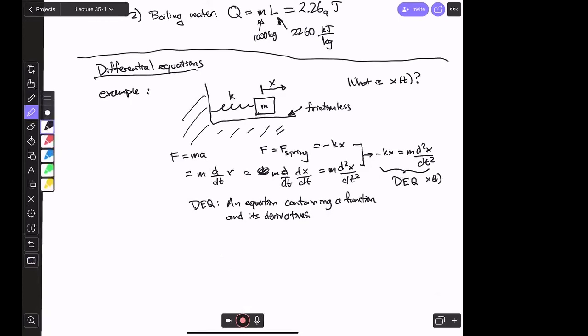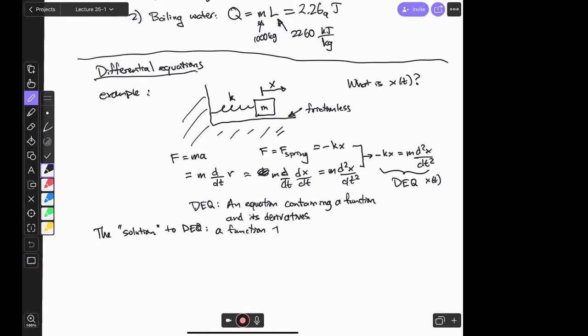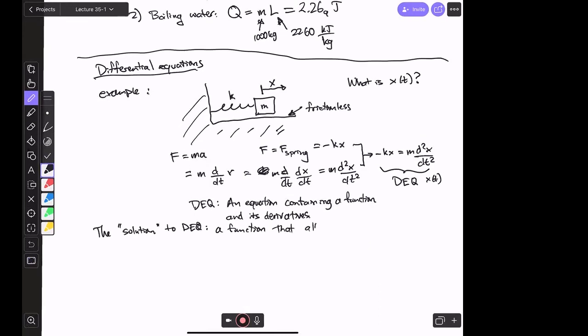The next step after you find the differential equation, so you use some basic piece of physics like F equals ma to find the differential equation that describes the system under study, is you want to find the solution to the differential equation. So the solution to a DEQ is a function that allows the equal sign to hold.